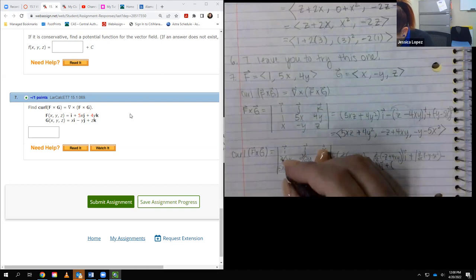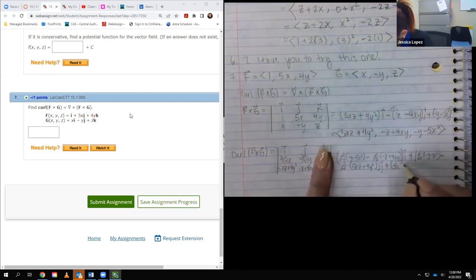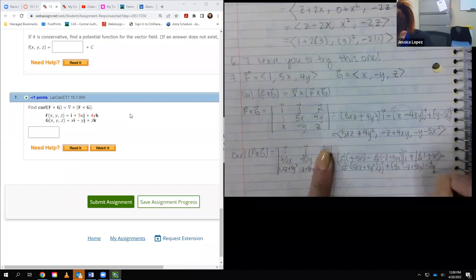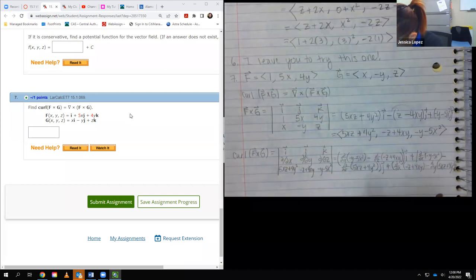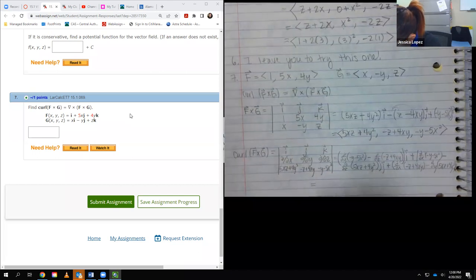Plus, now we're going to do d/dx of negative z plus 4xy, minus the derivative with respect to y of 5xz plus 4y squared, and then the k component. Again, I couldn't squeeze it all in there, so I'm going to do the derivatives and put it in component form.